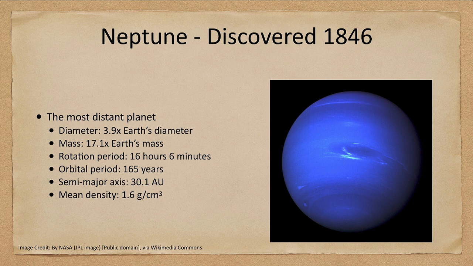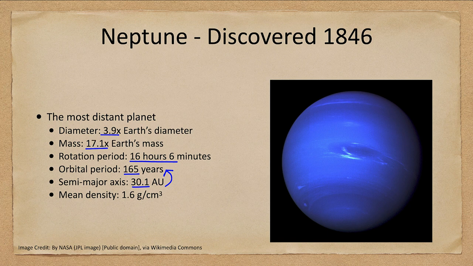Neptune, discovered in 1846, is the most distant planet. It is about the same size and mass as Uranus. Its rotational period is also similar, but its orbital period, of course, being further away, 30 astronomical units instead of 20, means it takes much, much longer to go around the sun once, 165 years.